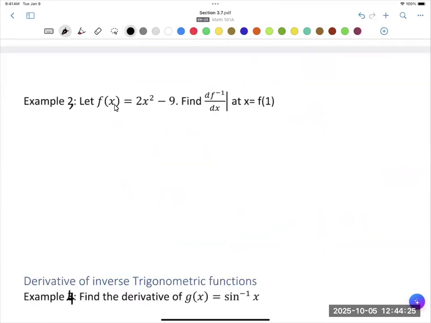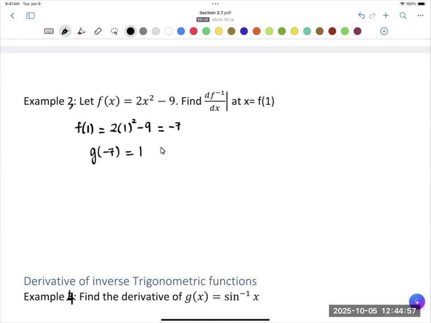Now let's take a look at this one. I have the function f of x equal to 2x squared minus 9, and I want to find the derivative of the inverse function at x equals f of 1. So first of all, we're going to find out what f of 1 is. F of 1 is 2 times 1 squared minus 9, which is negative 7. So f of 1 is negative 7. If we use the inverse function by calling this g, then g of negative 7 will be 1.